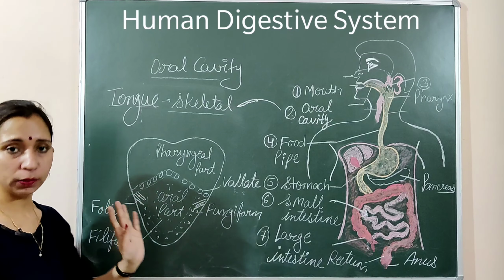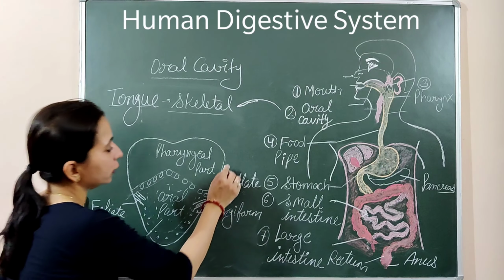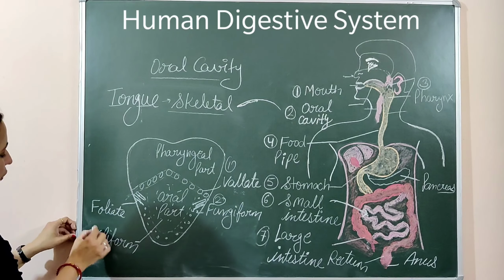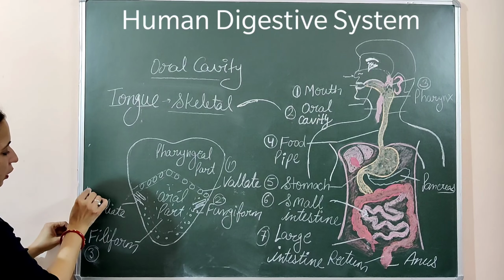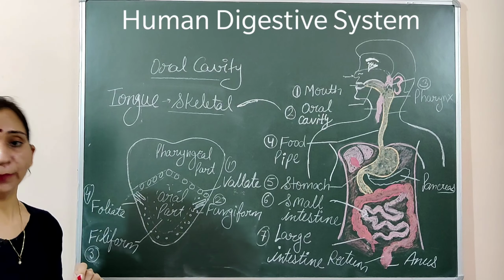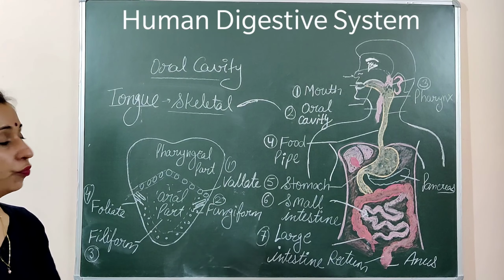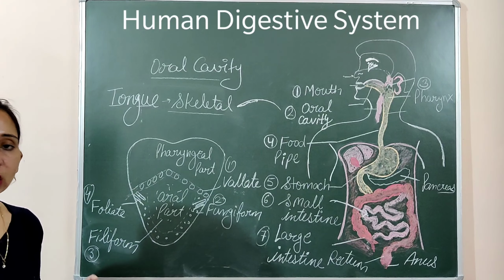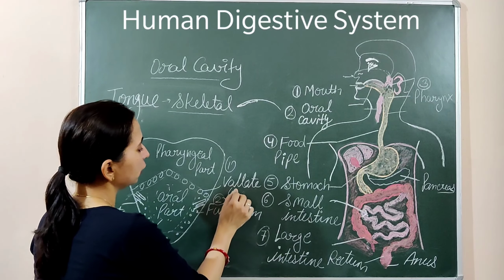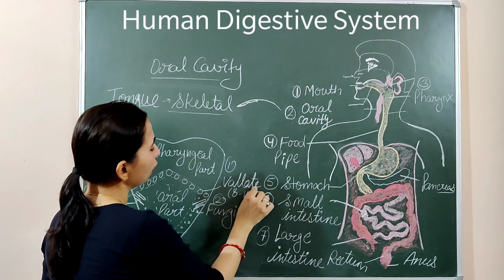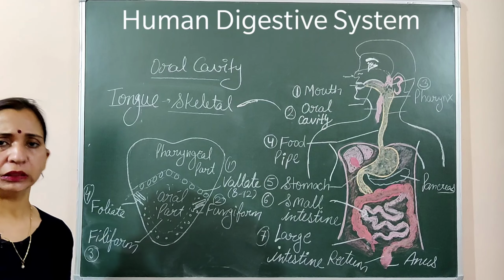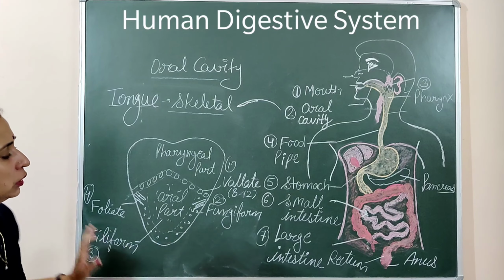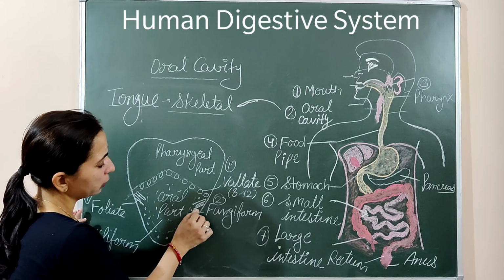So what are the different papillae? That is vallate, fungiform, next one filiform and the foliate. These are the 4 different papillae which are present on the surface of tongue. So vallate are the largest. These are the largest papillae and they are very less in number. Only 8 to 12 vallate papillae are present in the tongue. Similarly, next one, the fungiforms. These are also papillae which are present here.